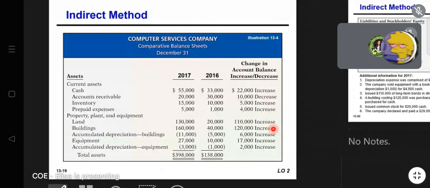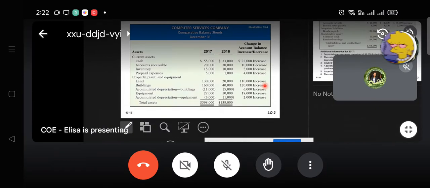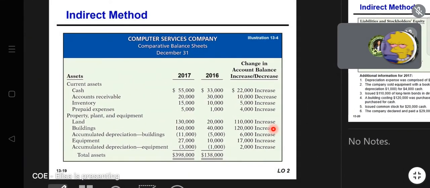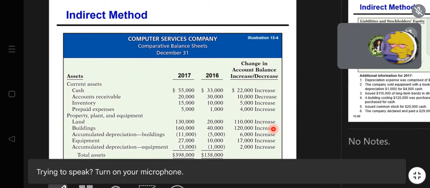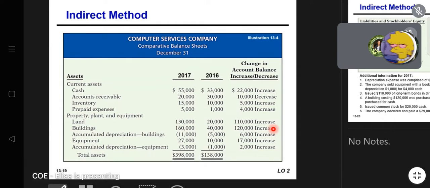So, from 10, the owner took inventory in 2016, worth 10,000. By 2017, it became 15,000. What do you think happened? She bought new supplies, miss. Okay, so she bought. So, of course, if you buy, that is a use of cash, right?